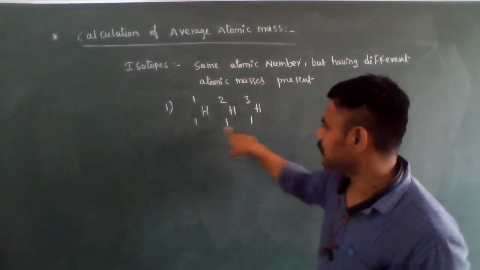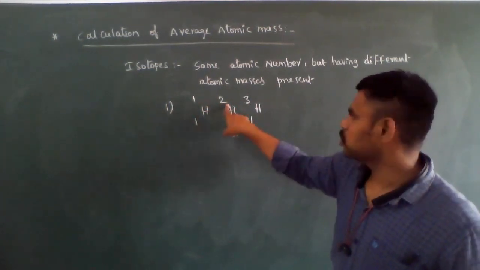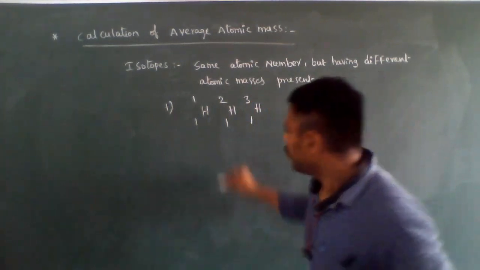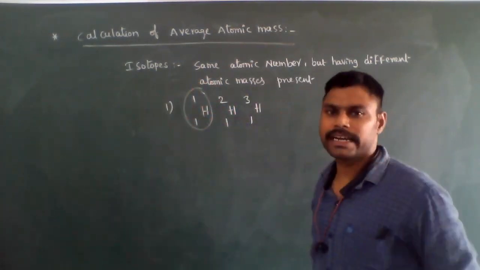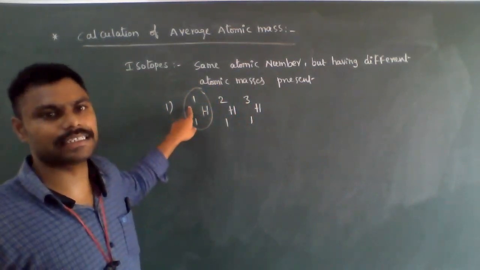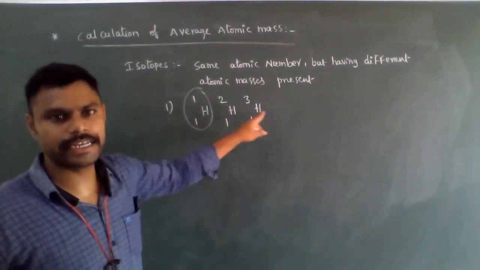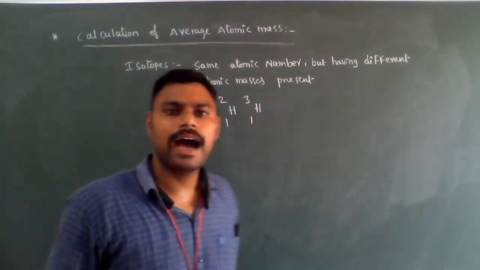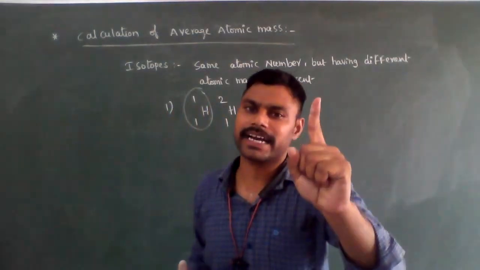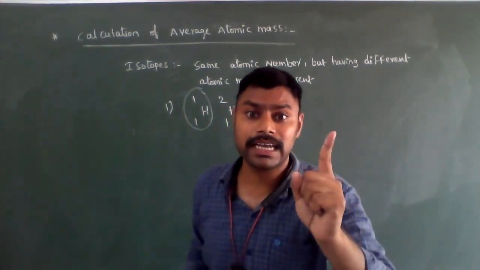If you observe, the atomic number is 1 but the atomic mass is 1, 2, 3, like that they exist. But mostly, 99.9% is protium only, and the remaining 0.001% is deuterium and tritium. That's why we always consider hydrogen's atomic mass as 1 only.